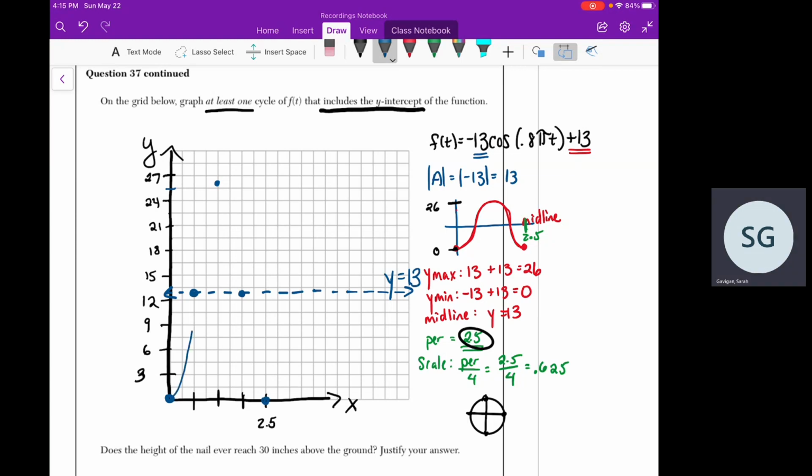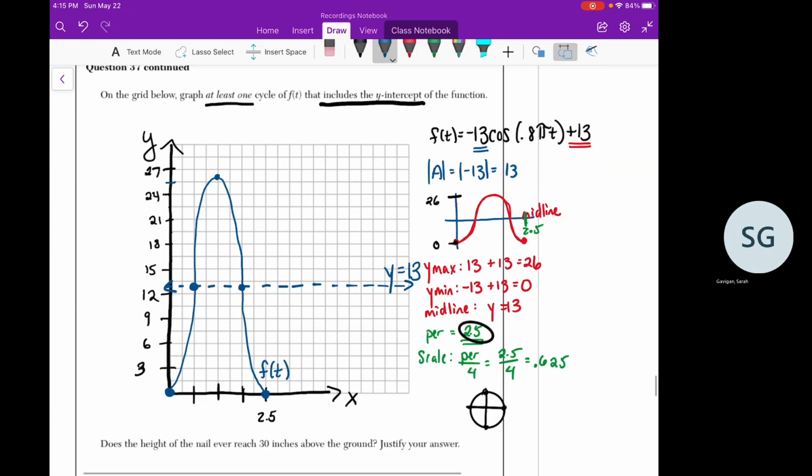So we're going to make a smooth curve. Oh, I missed it. Since I missed it, I'm just going to redraw it. Be a smooth curve, not pointy. And that is 1 cycle. I don't need to do any more than that. You can label this f of t.